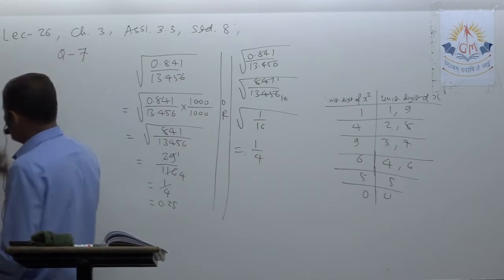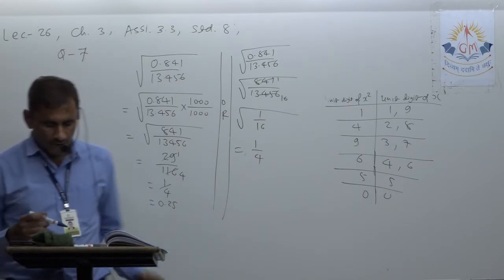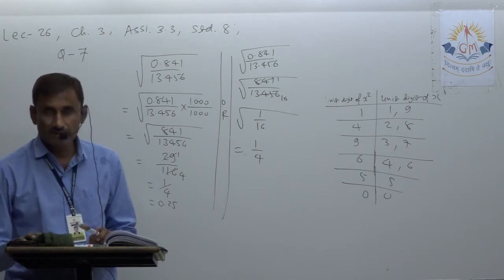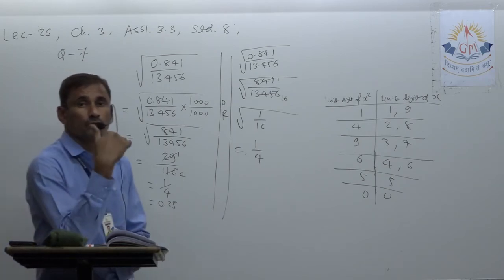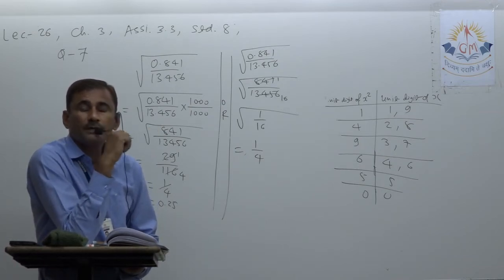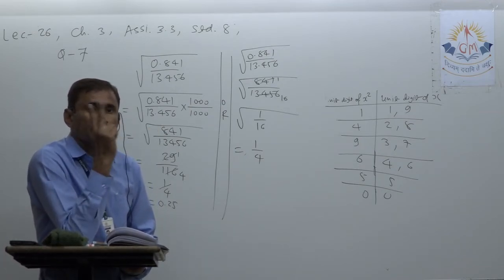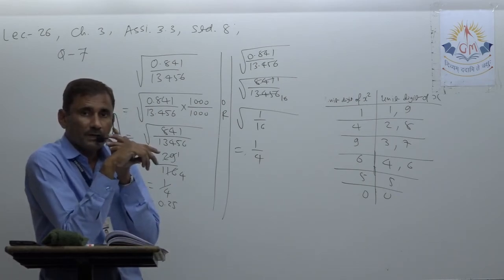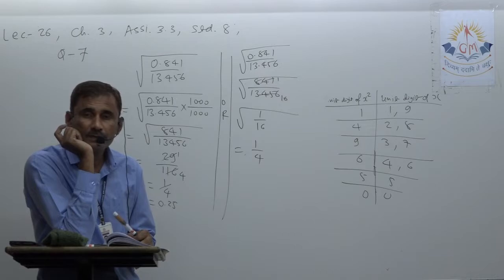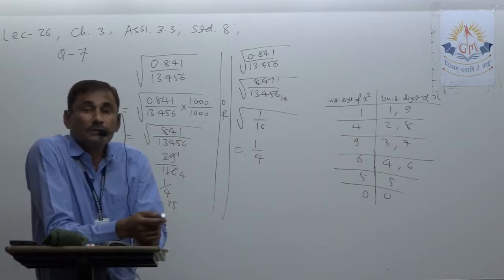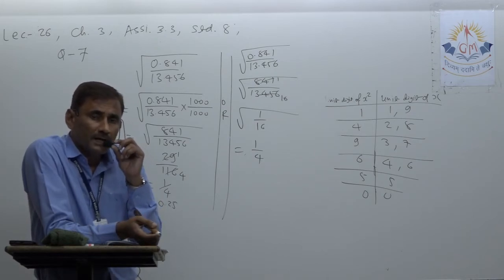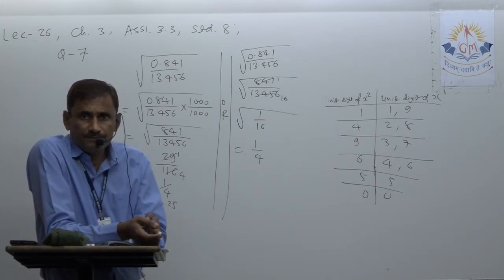Now look at number 7. What is the instruction given there? Find the square root of each of the following correct to 2 decimal places. So we have to go up to 2 decimal places. 2 decimal places means after the point 2 digits should be there. But we will find 3 digits, as I told you in the previous lecture. If they are asking 2, then we will find 3, so that we can round off the second digit.